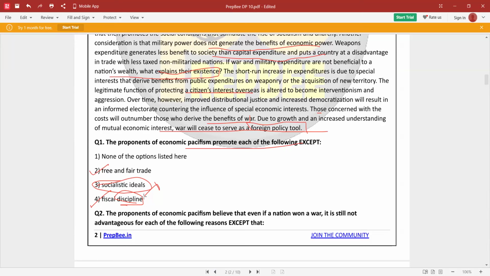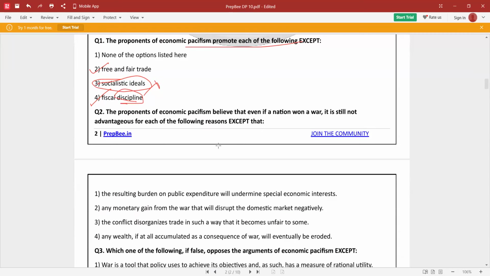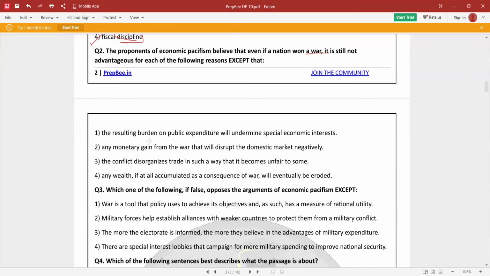If there is anyone who doesn't know what socialist ideas are, that means very left-wing, very progressive, very radical, very revolutionary. Such ideas they are not promoting, right? Now, the proponents of economic pacifism believe that even if a nation won a war, it is still not advantageous for each of the following, except: the resulting burden on public expenditure will undermine special economic interest.